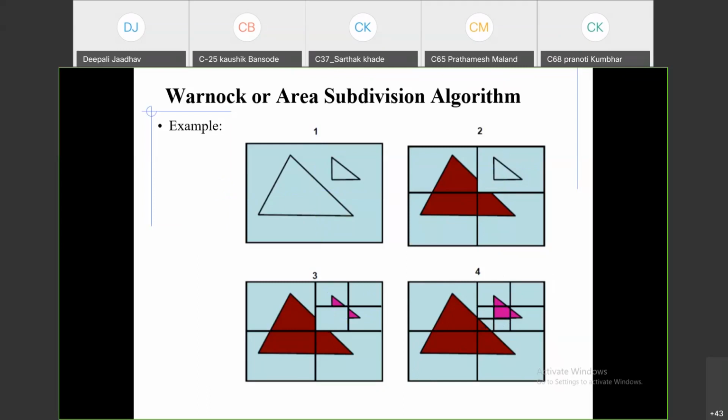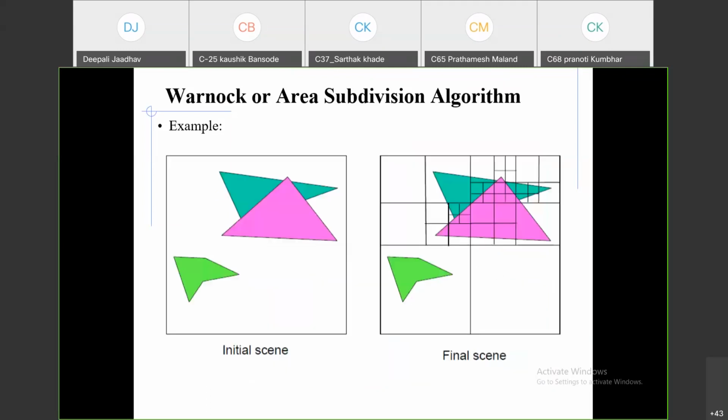Another example is also there. So the Warnock algorithm, another example is given here. Now in this case, what happens? There are two surfaces: one green surface is behind the pink surface, and that's why the green surface is not totally visible. Some part of the green surface is visible, but this part of the green surface is not visible. Only these two parts are visible.